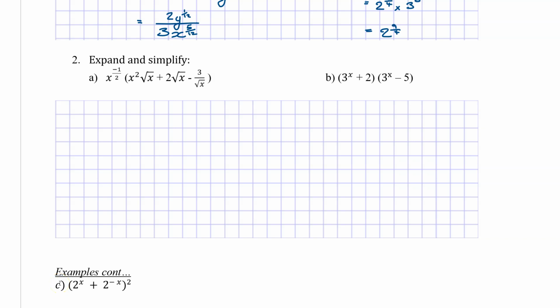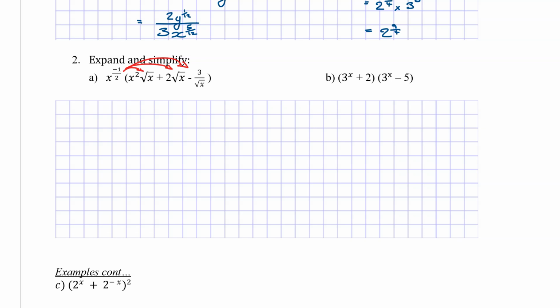Welcome back to working with rational indices, example 2. In part A, we're dealing with x to the power of negative a half, and we're multiplying that with x squared root x plus 2 root x minus 3 over root x. So the way in which we're going to expand and simplify this is we're going to multiply this with that, then that, and then finally the one at the far end there.